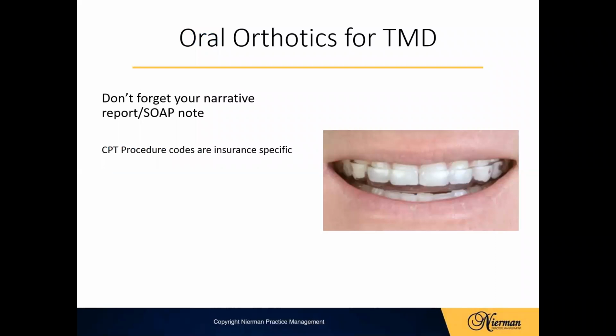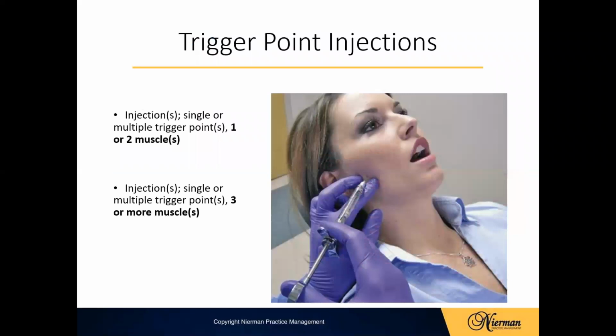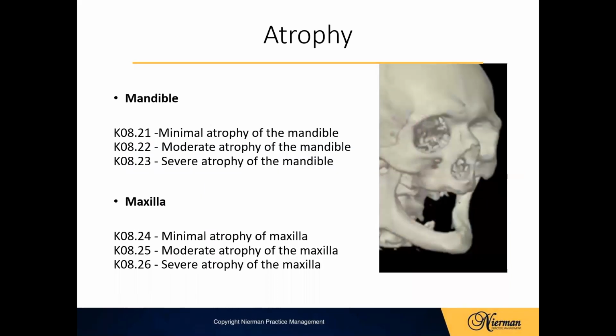So the CPT codes for your oral orthotics will be insurance specific. And don't forget, again, your narrative report of medical necessity. Don't wait for them to ask it. Send it with the claim. So we do thoroughly go over all these codes in our cross-coding seminars too. Also, if you're doing trigger point injections, there are codes for that. So definitely, and it is something we typically are seeing medical pay on, at least for now.